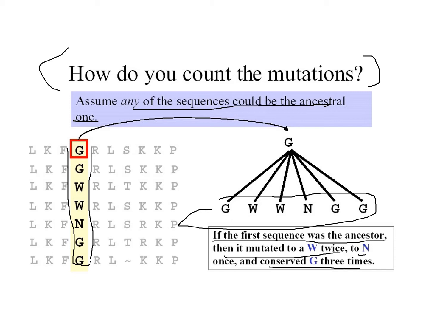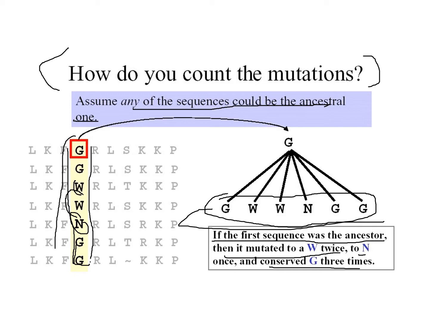If the first sequence was the ancestor, then it mutated to W twice, this W, and to N once, and it conserved G 3 times. So the G was G itself. G did not mutate to anything else, but the other things mutated. I'll explain step by step. I have created slides so that you can understand clearly.